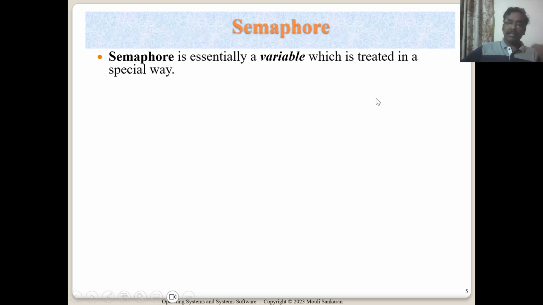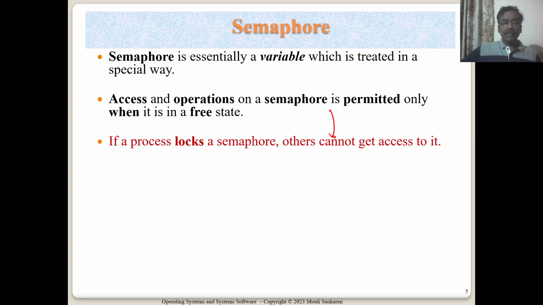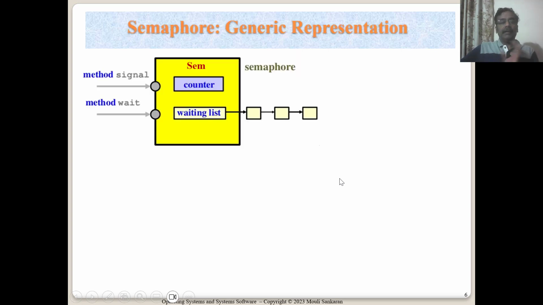So a semaphore is essentially a variable maintained by the OS in software and implemented with the help of hardware. Access and operations on a semaphore are permitted only when it is free. When I say it is free, it means you are free to come out of the wait only if it is free. Otherwise you are blocked. If a process locks a semaphore, that means it acquires it, and others cannot get access to it. The simple methods are signal and wait.